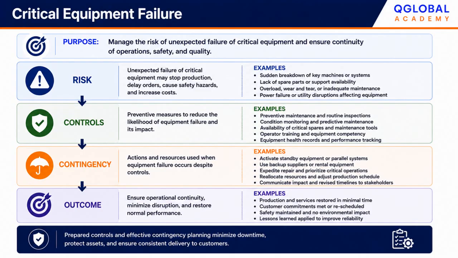If a critical failure still occurs, contingency actions are implemented. These may include using backup equipment, transferring production to another machine, arranging emergency repairs, outsourcing selected activities, or using temporary replacement equipment where appropriate. The desired outcome is to restore operations safely, minimize downtime, protect product quality, and continue meeting customer requirements. Prepared maintenance programs combined with effective contingency planning help organizations recover quickly from unexpected equipment failures.